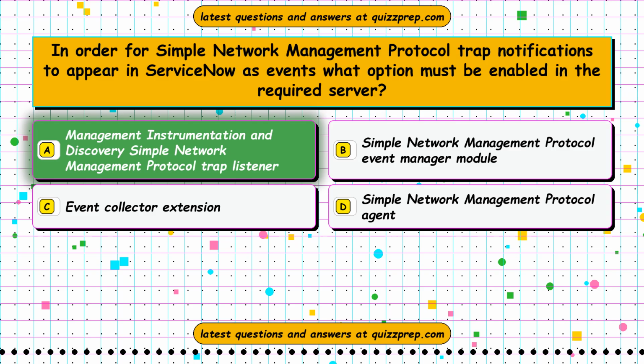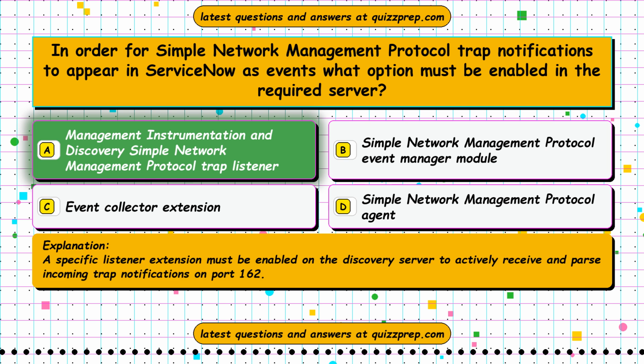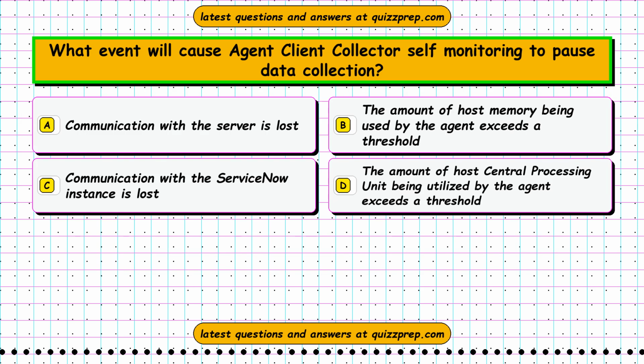The correct answer is option A. Management Instrumentation and Discovery Simple Network Management Protocol Trap Listener. A specific listener extension must be enabled on the Discovery server to actively receive and parse incoming trap notifications on port 162. Question 89. What event will cause Agent Client Collector self-monitoring to pause data collection?